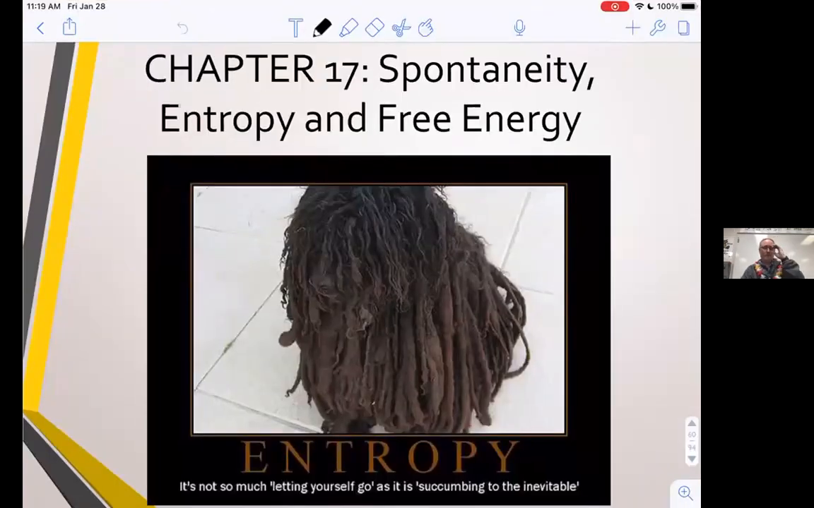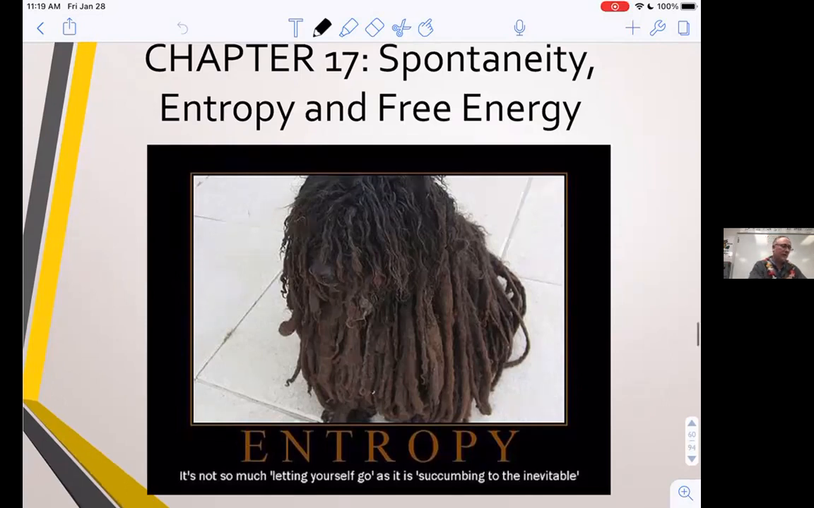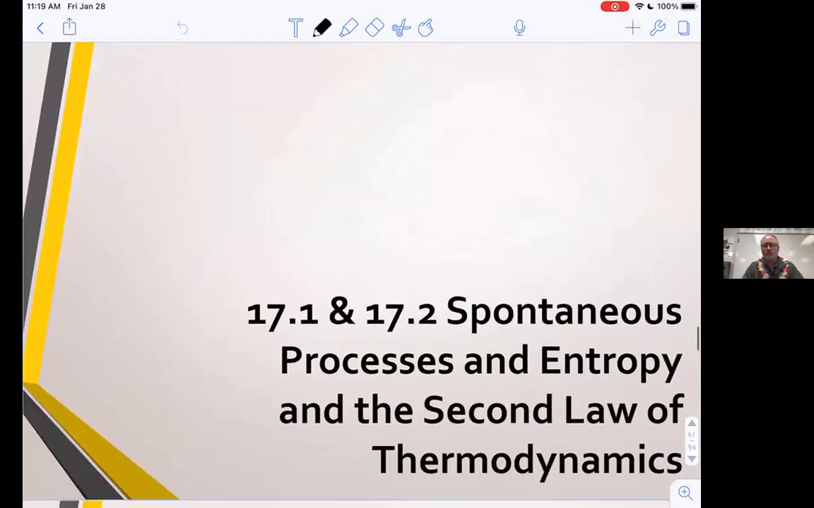So there we go. We're talking about entropy and free energy. For the most part, we're going to be talking about free energy or delta G. But spontaneity, entropy, and free energy are all related. I will say though that the word spontaneous is not a term that the College Board really wants you to use. What they really want you to use is thermodynamically favorable.